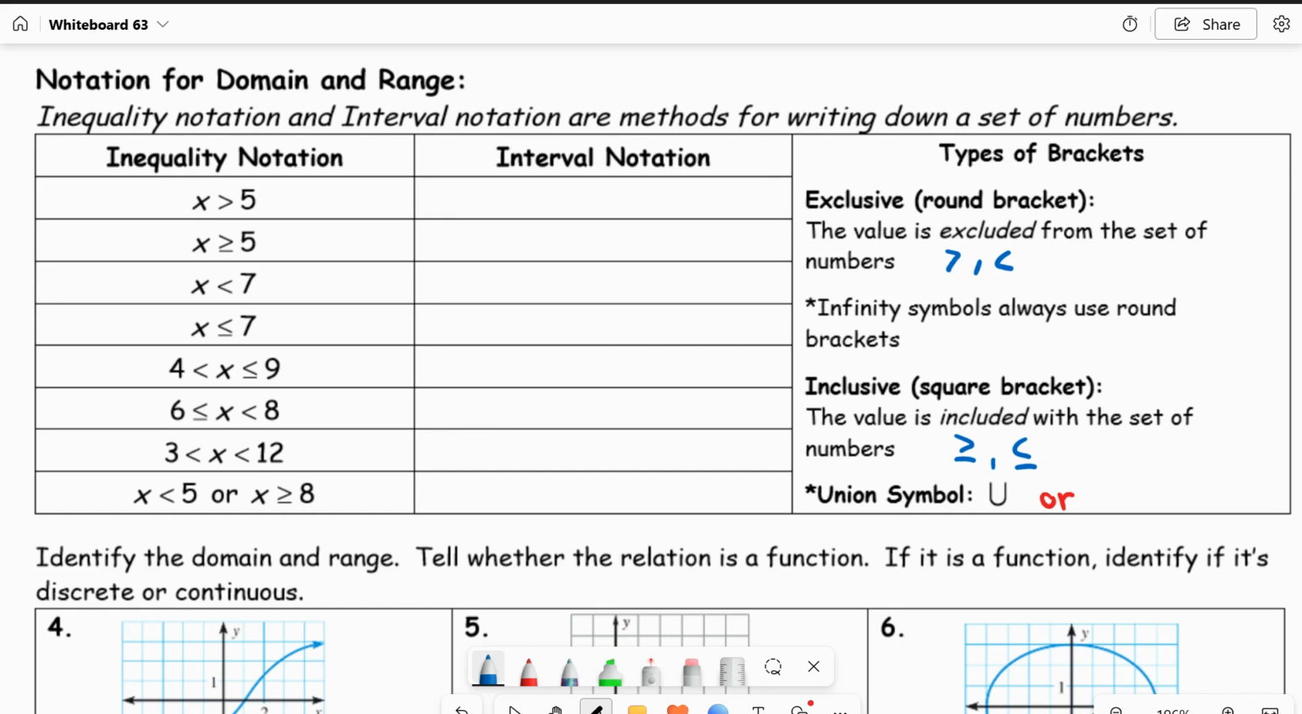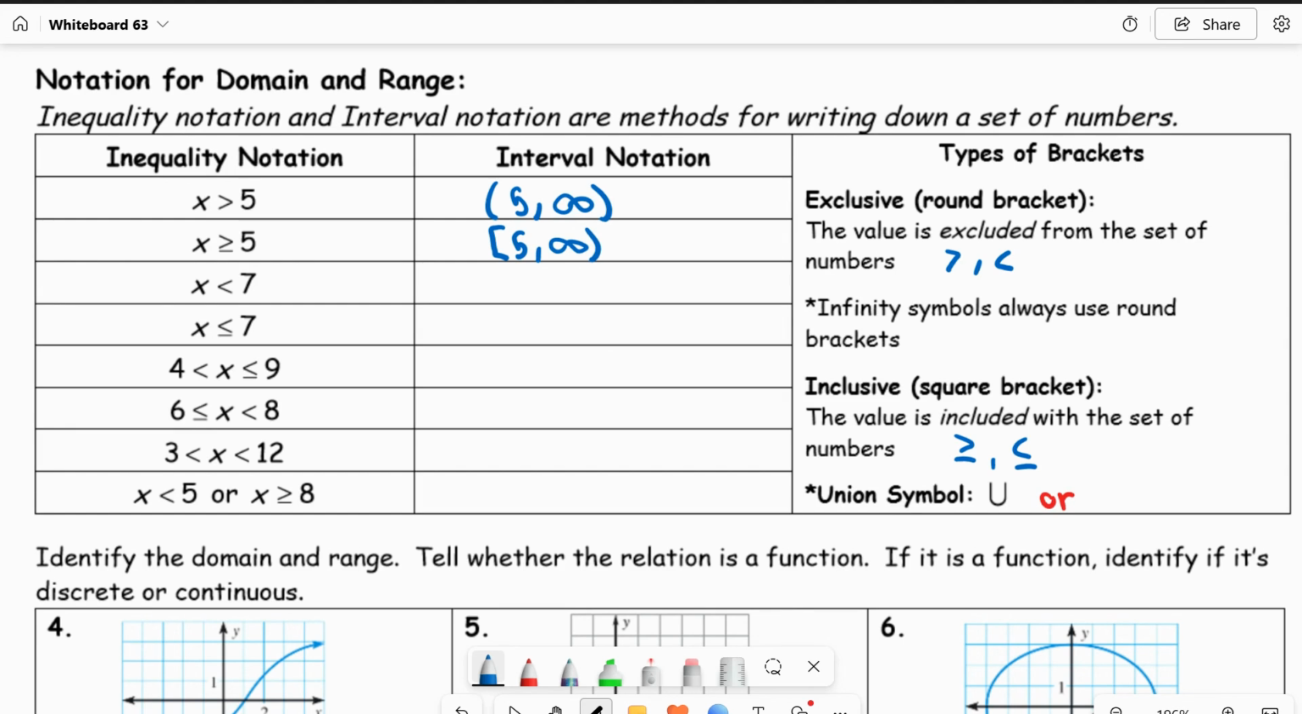So if I have x is greater than 5, I know that 5 is going to be the lowest number I can have, and infinity would be the greatest. So in interval notation, I would use a round bracket, 5 to infinity, because this lists my possible outcomes. If I was to switch that to a greater than or equal to sign, all I would change is I would use a square bracket and write 5 to infinity.